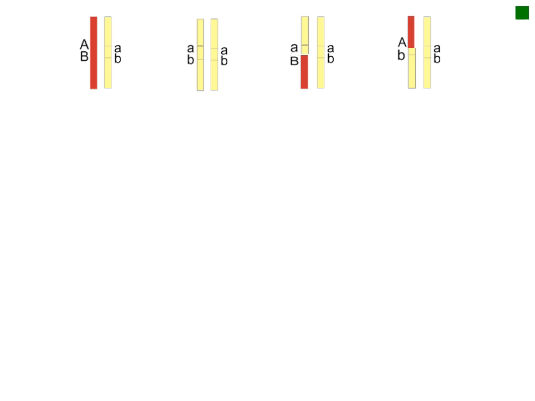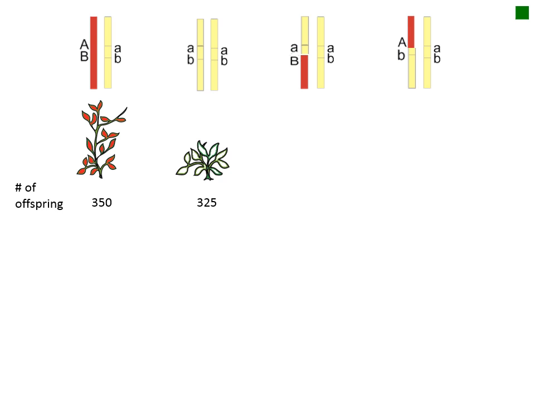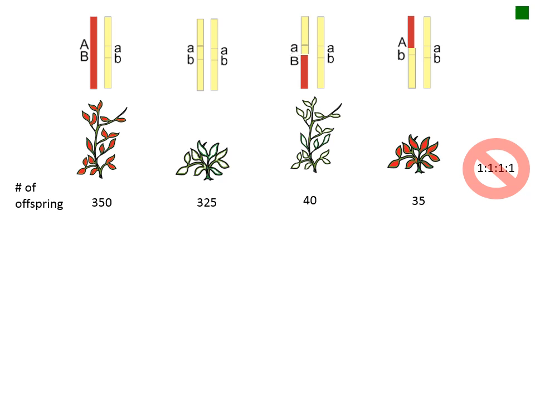We will now examine the phenotypes and numbers of the F2 offspring. In this cross, we observed 350 tall red plants, 325 short white plants, 40 tall white plants, and 35 short red plants. This is clearly not a 1:1 to 1:1 ratio, indicating that the color and height genes are linked. The last step will be to determine how far apart the linked genes are so that you can make a genetic map. The distance between the genes is equivalent to the frequency of recombination.